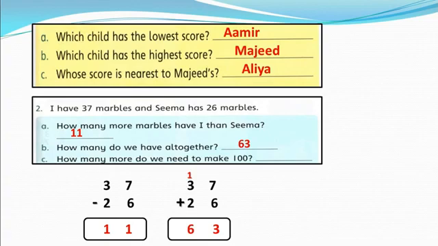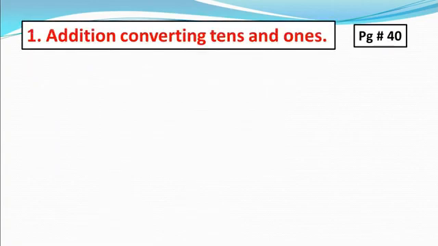The next one is, how many more do we need to make 100? So we need 37 more marbles to make 100. Okay students, now here I am going to do question number 1 of page number 40, in which we have to do addition converting tens and ones.